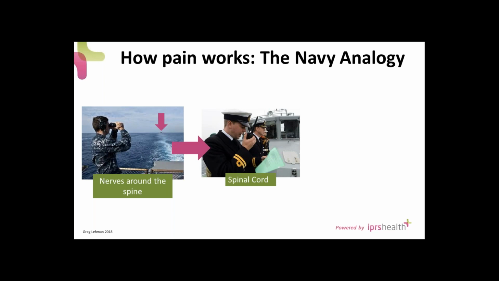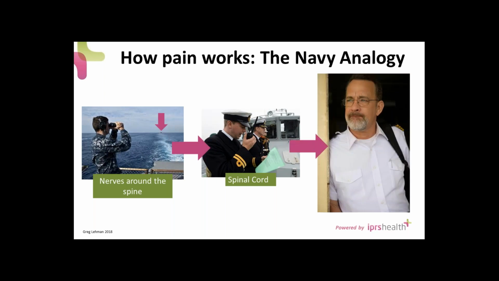Now, this can be like the spinal cord. So wherever there's a signal, it goes into the spinal cord, whether that's from your knee or your back or your shoulder. They all go into the spinal cord. And then that passes on the message to the captain, who is your brain. This all happens subconsciously and all happens in nanoseconds, very, very quickly, without any of us realizing that it's going on. Now, what the brain does is it evaluates the situation.